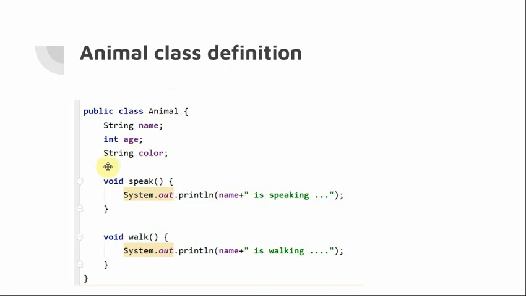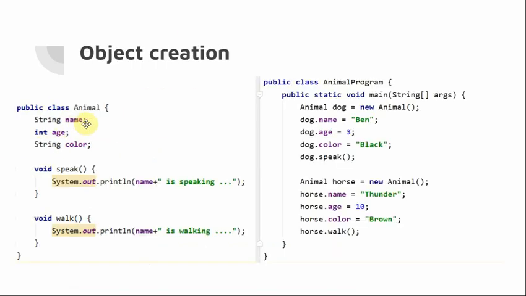So if we have to create two objects, here is our class. We create the first object: Animal dog is equal to new Animal. The new Animal will create an object in the memory. As I explained, in a programming language, objects are created physically in the main memory. So this will create the object in the memory and give us the reference.